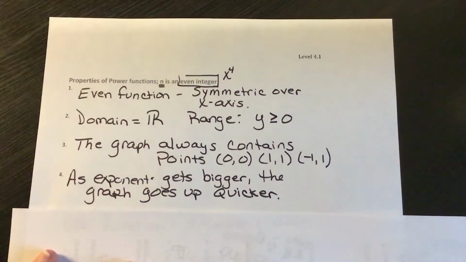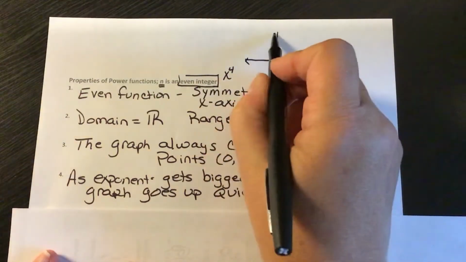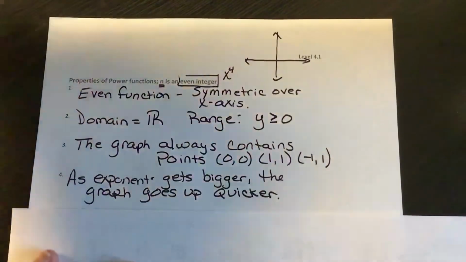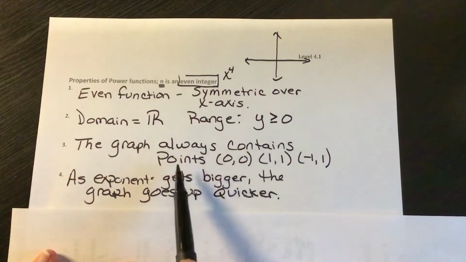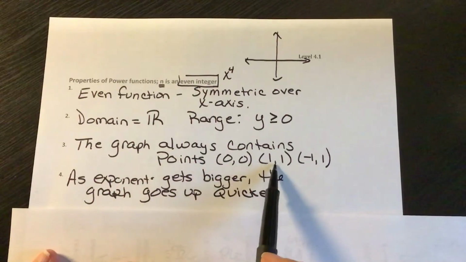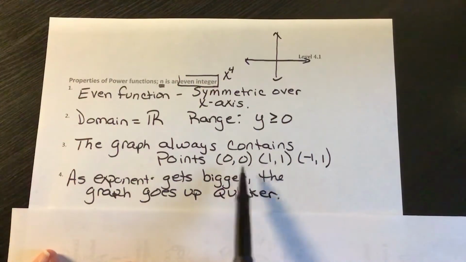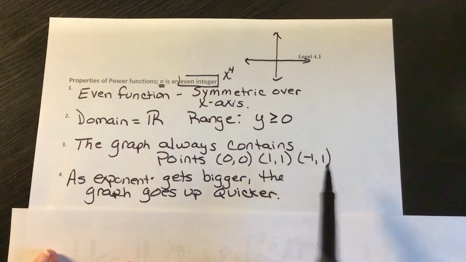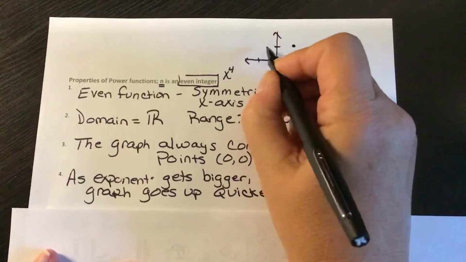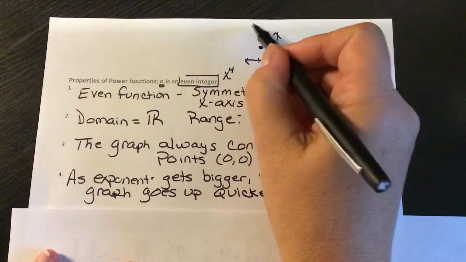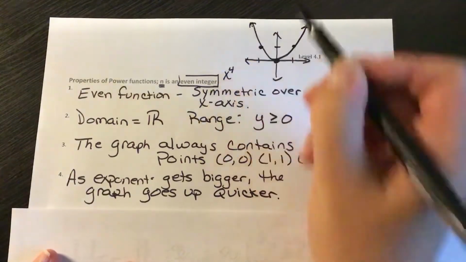So if I were to look at a power function, let me make a little graph here. Let me get to this next part first. The graph always contains the points 0, 0, 1, 1, and negative 1, 1. No matter what the exponent is, I'm always going to have these 3 points on my graph. So here's 0, 0, here's 1, 1, and here's negative 1, 1. So it's going to come down and hit the axis and bounce up like that.